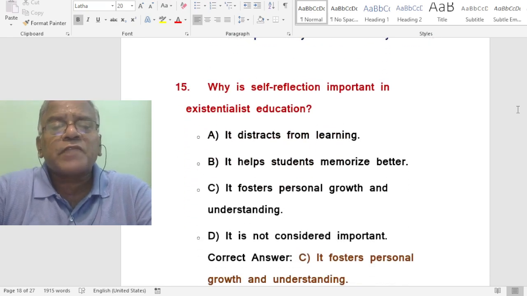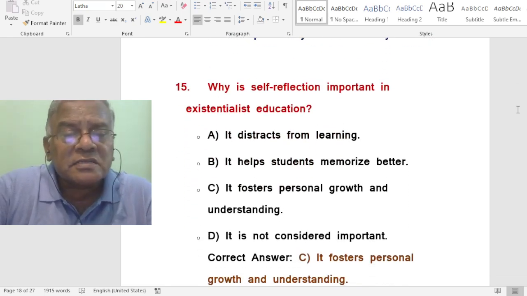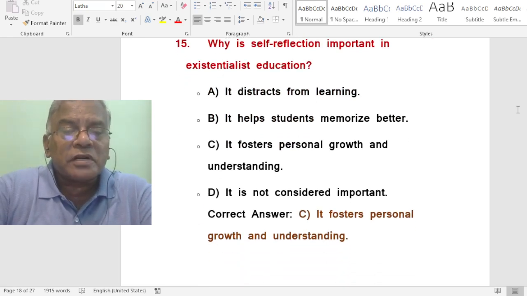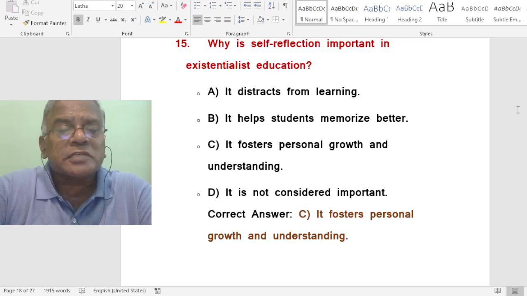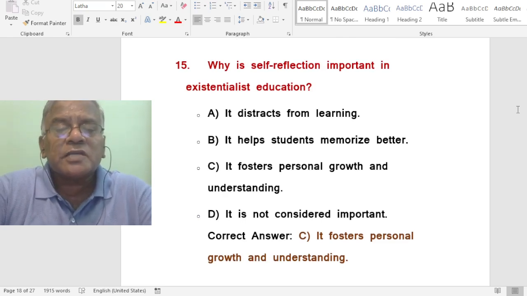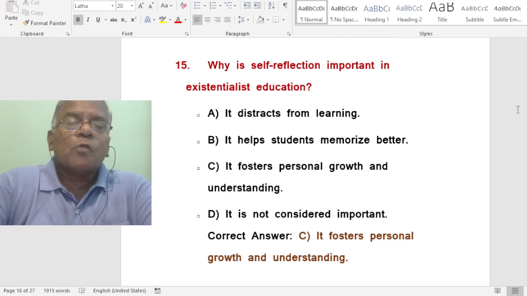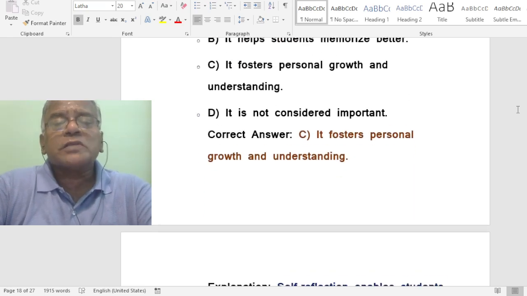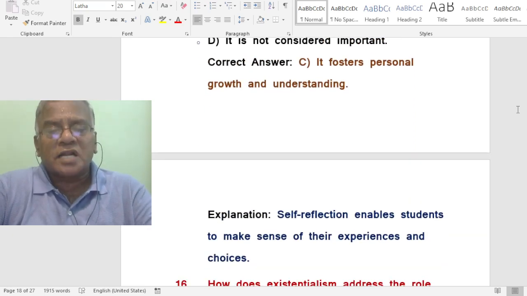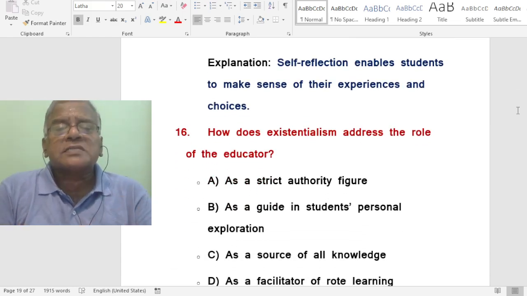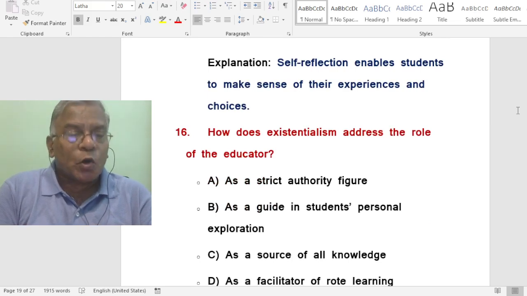Why is self-reflection important in existentialist education? It distracts from learning, it helps students memorize better, it fosters personal growth and understanding, it is not considered important. Why is self-reflection important in existentialist education? Because it fosters personal growth and understanding. Self-reflection enables students to make sense of their experiences and choices.